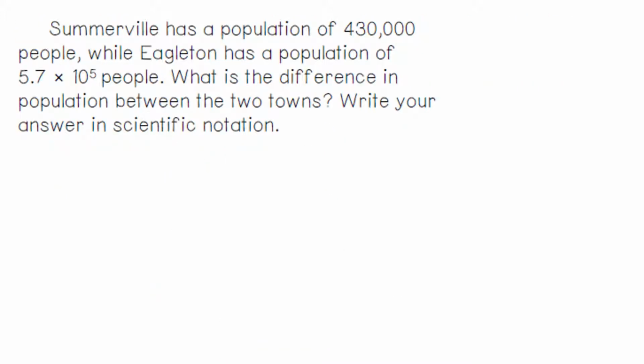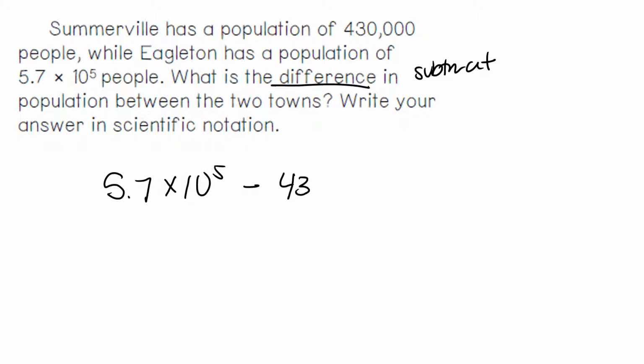Somerville has a population of 430,000 people, while Eagleton has a population of 5.7 times 10 to the 5th people. What is the difference in population between the two towns? Write your answer in scientific notation. So for this problem, the word difference means subtract. And so we are going to subtract the two numbers. We're going to subtract both the scientific notation number and the standard notation number, 430,000.